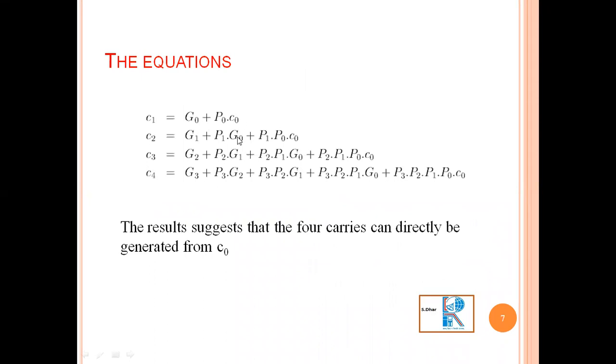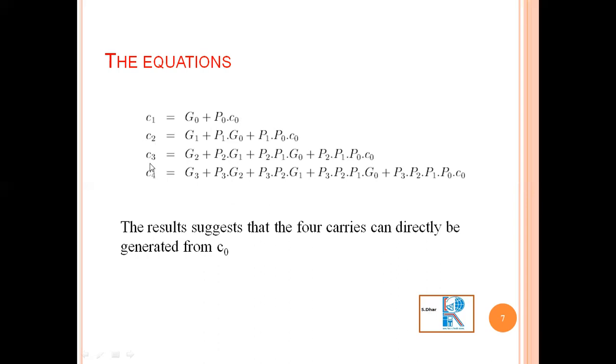Clear? Now we know the value of C1. What is C2? C2 is equal to G1 plus P1 into C1. Now we know the value of C1, so if I put C1 and simplify it, it will be G1 plus P1 G0 plus P1 P0 C0. This is the simplified expression of C2.